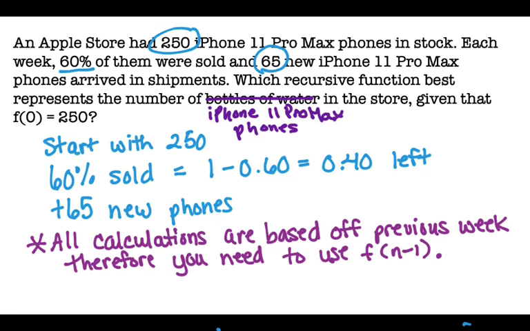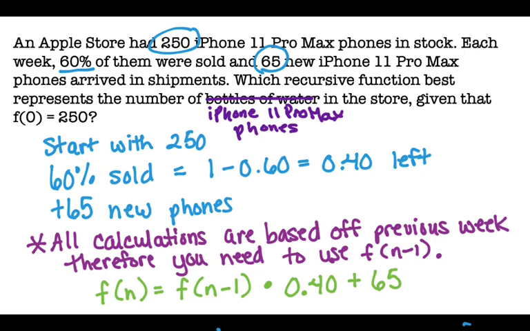So if you're looking for the 100th term, you have to look at the 99th term to calculate how much you're going to have the next week based on the situation we have with the 60% and the 65 new phones. So now we have all this information, we can use our recursive formula. So we have f of n equals, and you have your f of n minus 1. Remember, that is what we have to use to be able to calculate anything. So that has to be in the beginning because that's what you're multiplying and adding and subtracting to. Then you're going to multiply by that 40% or 0.40 because we want to be left with that amount. And then you have to add in the 65 new phones that you get.